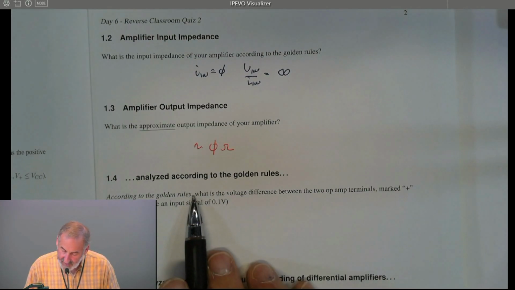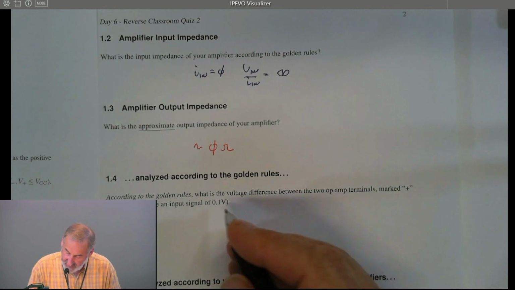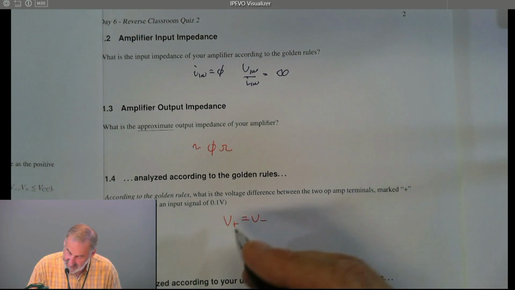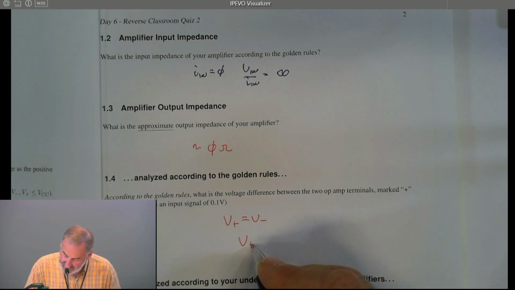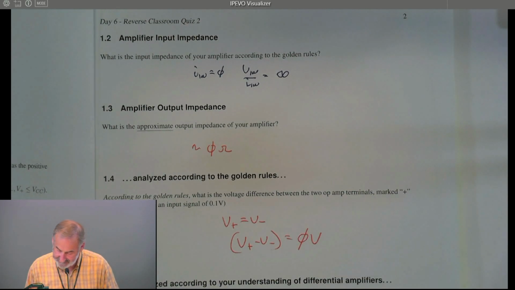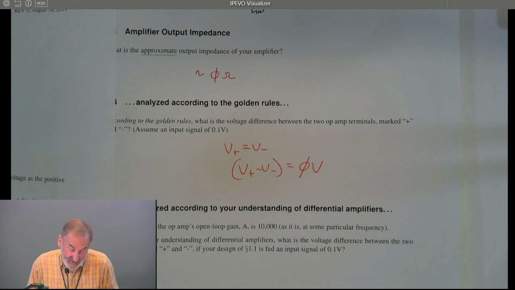Finally, according to the golden rules, what's the voltage difference between the two op amp terminals? Well, according to the voltage rules, the op amp keeps V plus equal to V minus. So V plus minus V minus is equal to 0 volts. Now that can't be right. We know that that's an approximation. How do we know that's an approximation?